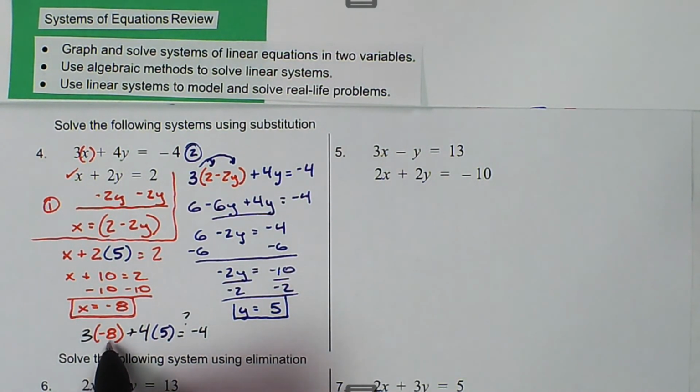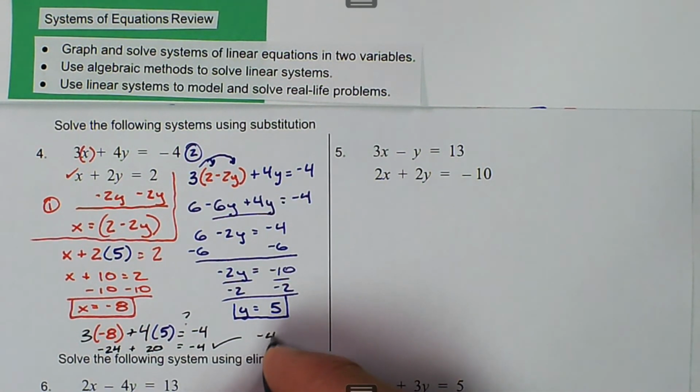So 3 times negative 8 is negative 24, plus 4 times 5 is 20, and that is equal to negative 4. So that does check out. Negative 24 plus 20 is negative 4. So negative 4 equals negative 4. So that is true.